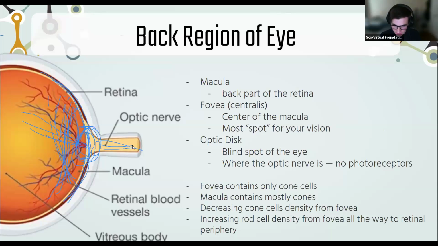But yeah, we just said that there's a decreasing cone cell density from the fovea, and there's an increasing rod cell density from the fovea all the way to the retinal periphery, which is just how far the retina extends. Everything makes sense so far?